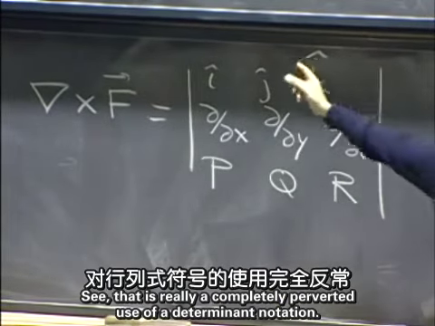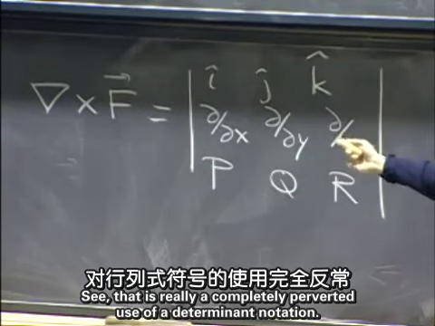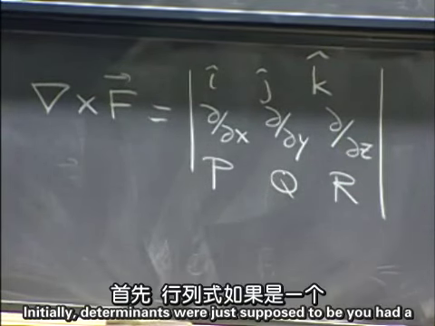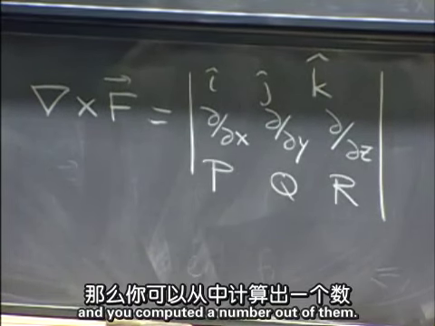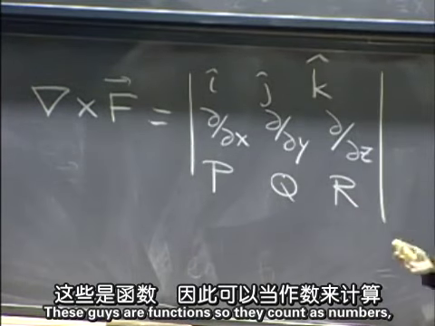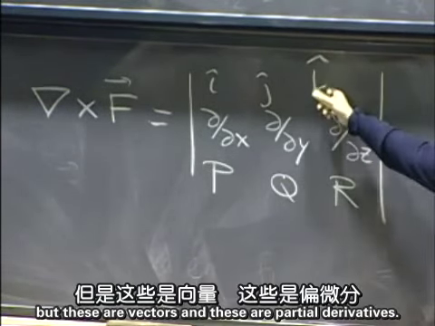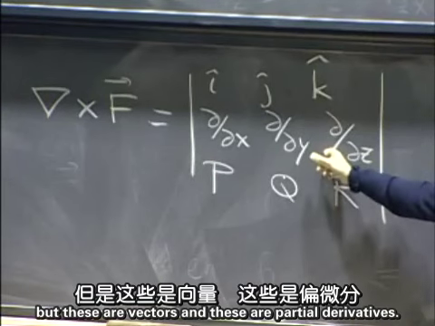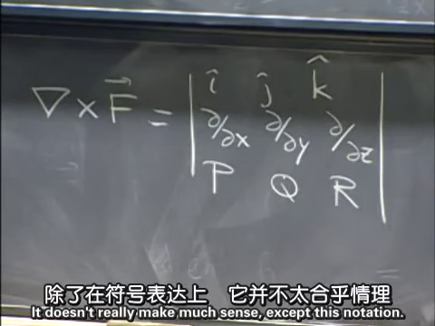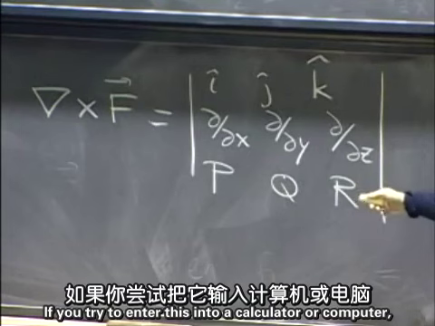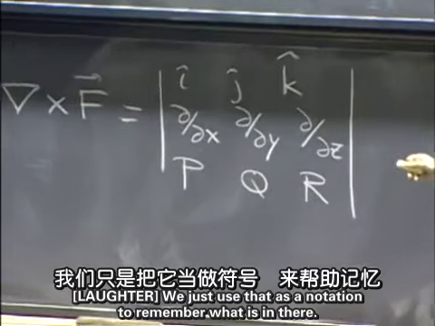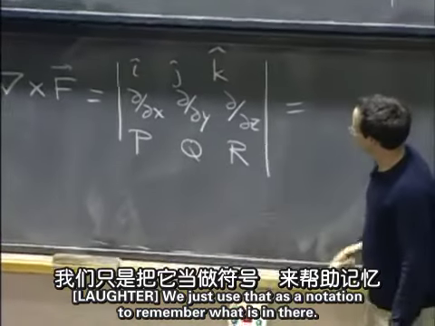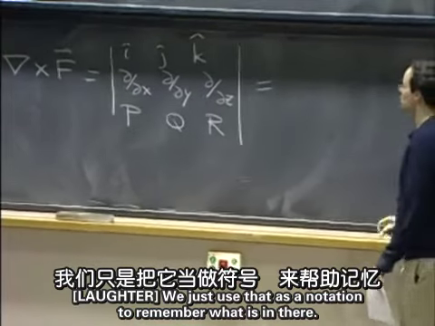So see, that's really a completely perverted use of the determinant notation. Initially determinants were just supposed to be you had a 3x3 table of numbers and you computed a number out of them. And now, well, these are functions, so that counts as numbers. But these are vectors, and these are partial derivatives. It doesn't really make much sense except as a notation. So if you try to enter this into a calculator or a computer, they'll just yell back at you saying, "Are you crazy?" But okay, so we just use that as a notation to remember what's in there.